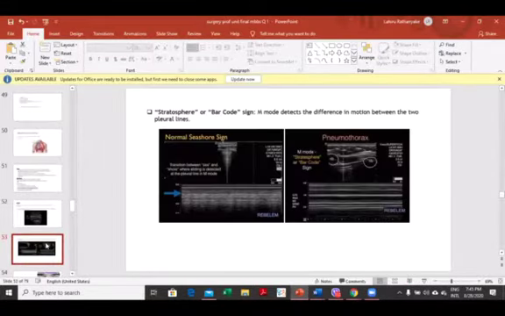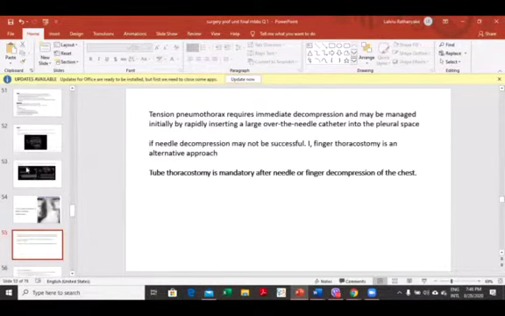Then the other good finding is the barcode sign in M mode. In normal lung, you have the seashore sign. You see the chest wall as parallel lines, and below it you see sand. And then in pneumothorax, you see the barcode sign, several parallel lines. This is in M mode.